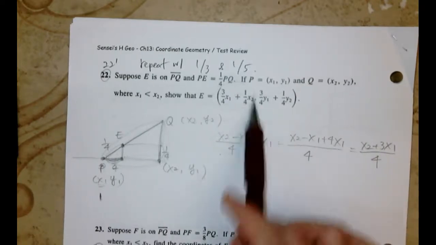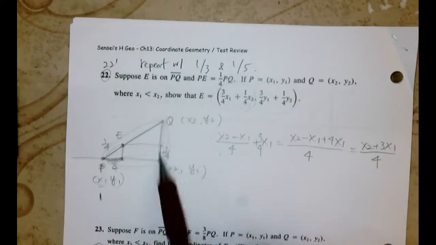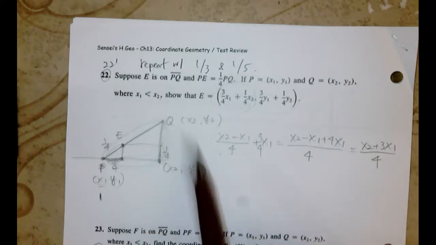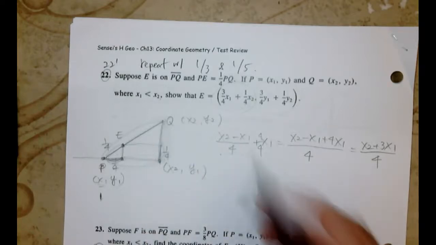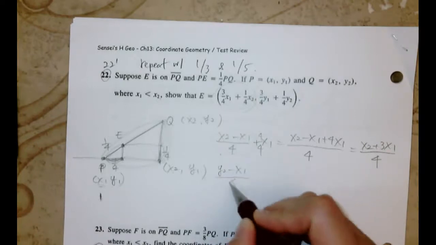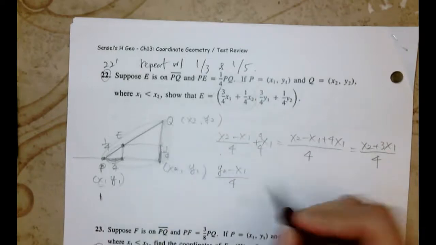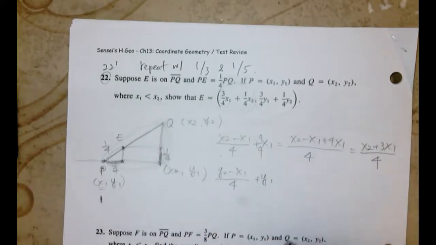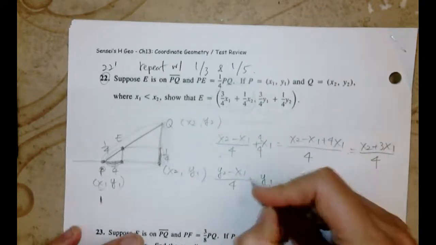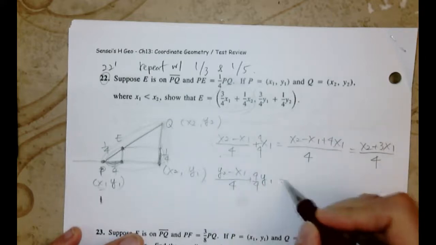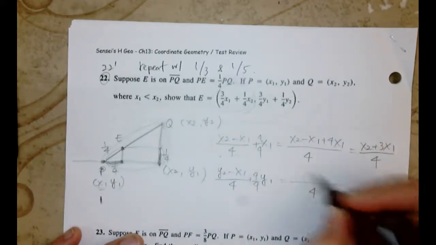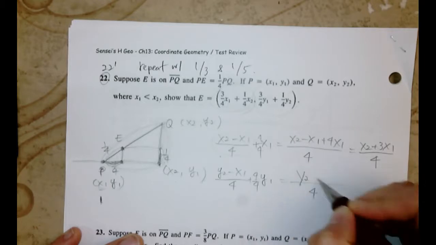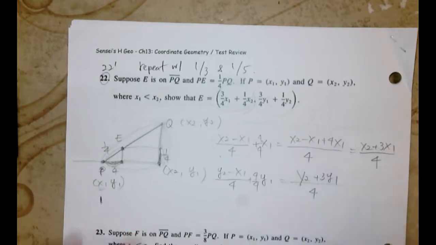And you repeat the same thing for y. It's the same situation. The distance from here to here is y2 minus y1, and dividing by 4 will give you this distance. You want to add the coordinate of y1 and make it 4 over 4, and you get the same thing: (y2 plus 3y1) over 4.